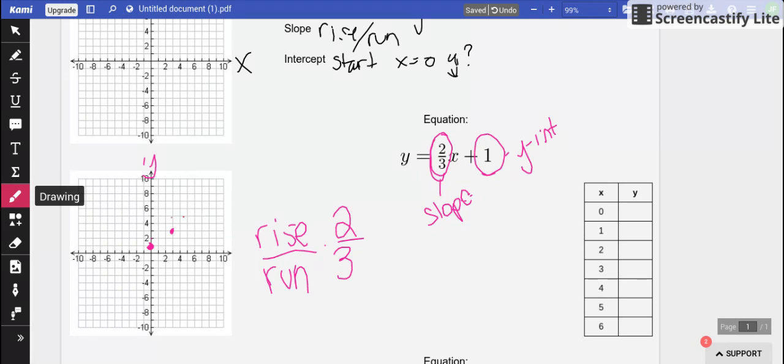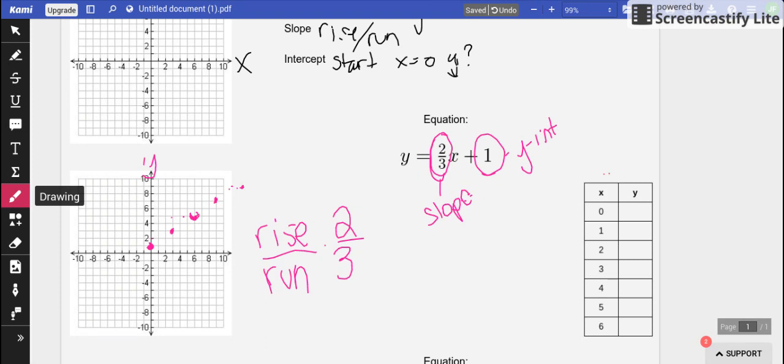I'm going to go up 2 and over 3 again. And as many times as I can do that on my graph, I'm going to do it. Up 2, over 3 again. And now it seems that I've run out of space because if I go up 2 and over 3, I end up somewhere out here and I can't really calculate that very well.